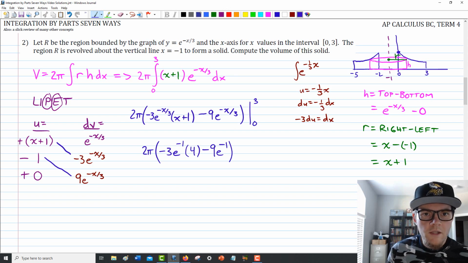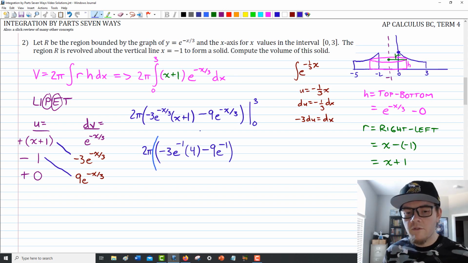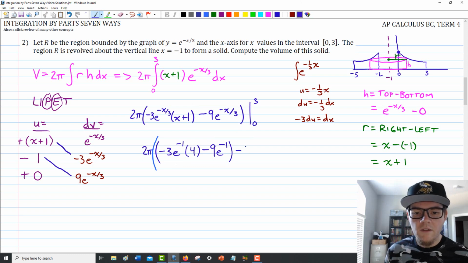In order to make sure that I don't mess this up, I'm going to add a second parenthesis here. It's one of my favorite tricks, by the way. Sometimes I kind of catch myself this way. On the next one, we're going to plug in 0. It's going to be negative 3e to the 0 times 0 plus 1. And then we'll have minus 9e to the 0. So that second term is deceptively clean for us to evaluate.